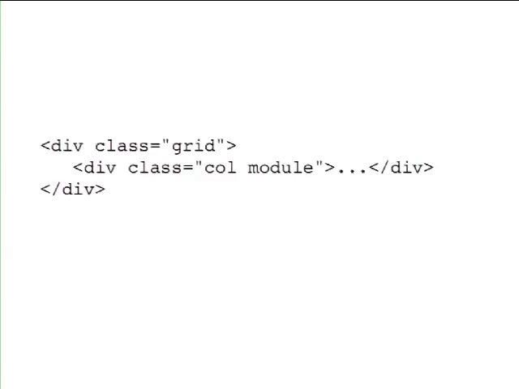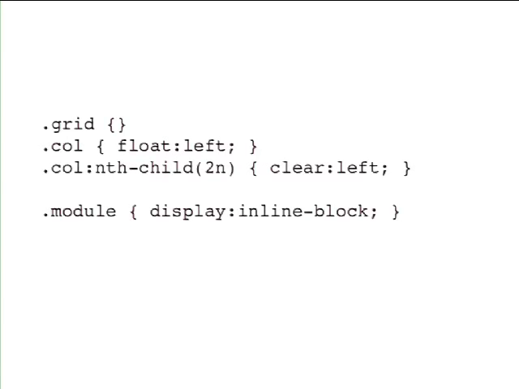Here's an example. You can imagine a grid system where you've got your grid class being applied to the outside. You've got these columns, and you have this module. Maybe this is a playlist. From a CSS perspective, you can see something like this that might happen, where I've got grids, I've got my column classes, and then I've got my module classes separate.